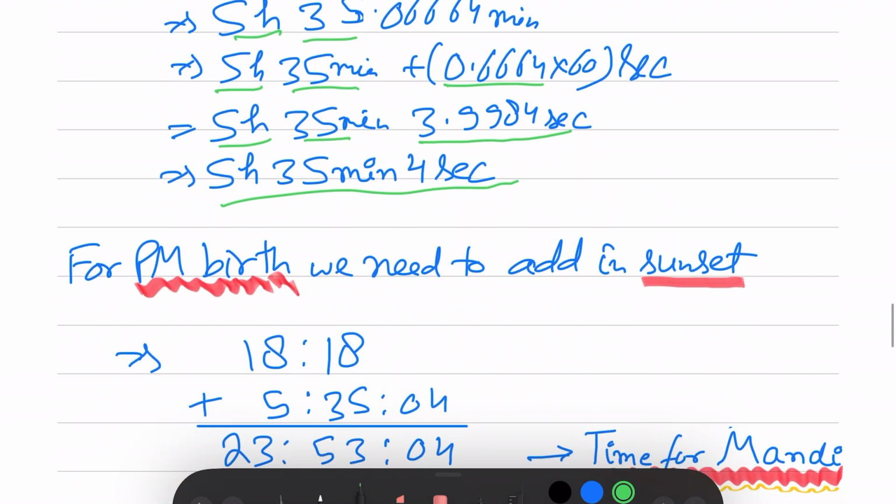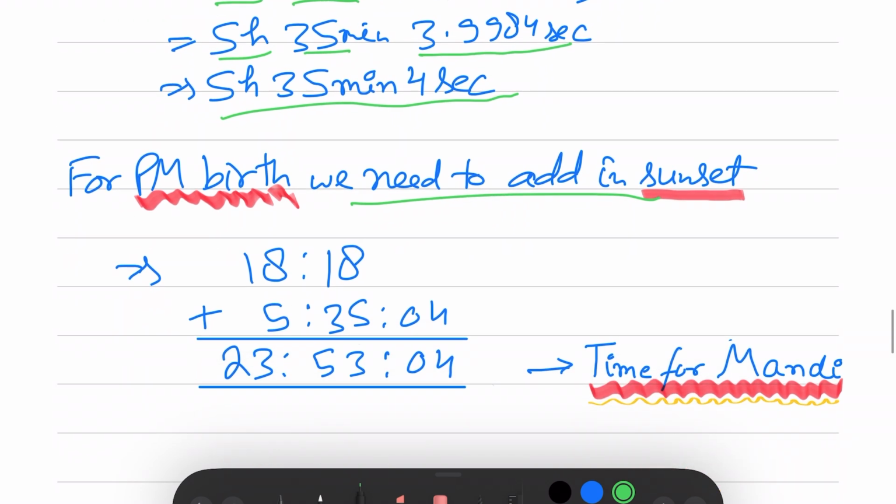Since it is a PM birth, we need to add it into the sunset. So the sunset value is 18:18:00. We add 5 hour 35 minute 4 second into it. It is 4, 8 plus 5 is 13, 1 plus 3 is 4 plus 1 carry is 5, and 18 plus 5 is 23. It is the time for Mandi. So this is how we calculate the Mandi for the day birth and for the night birth.